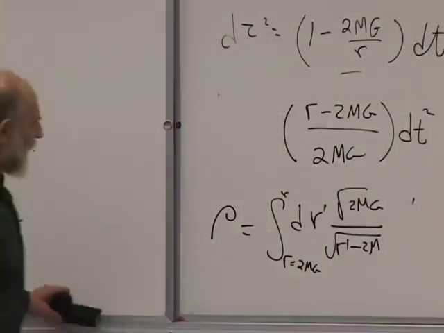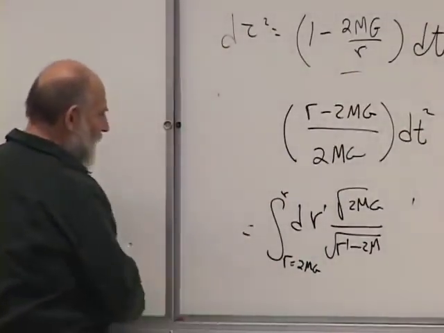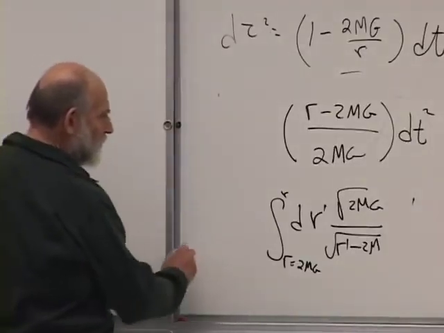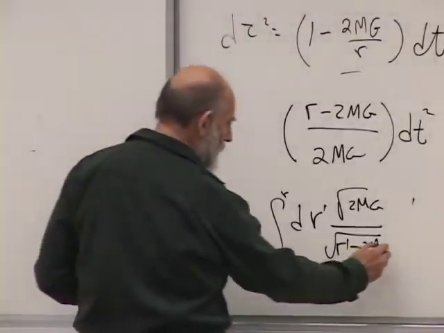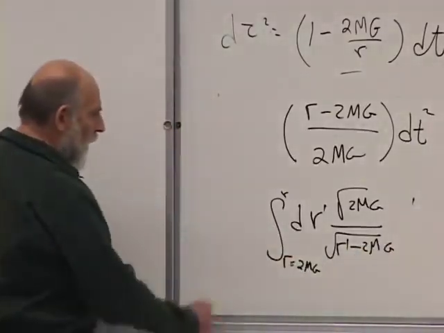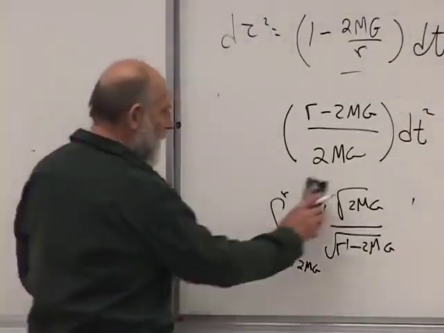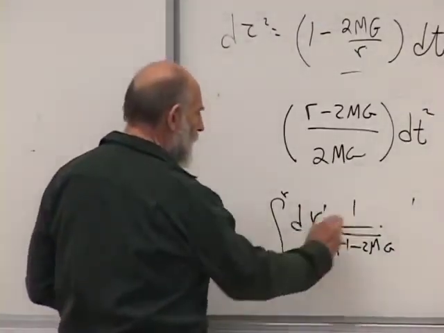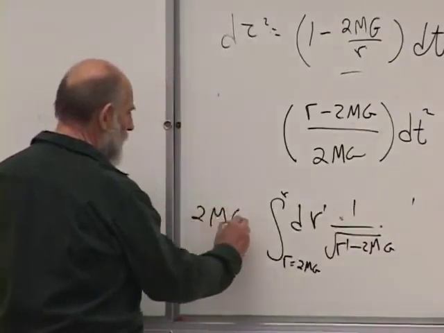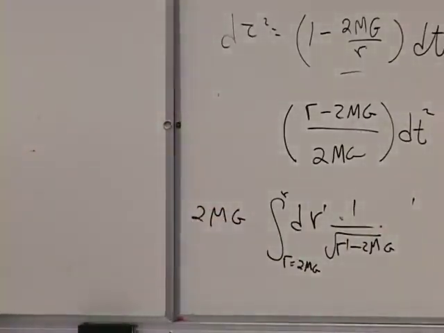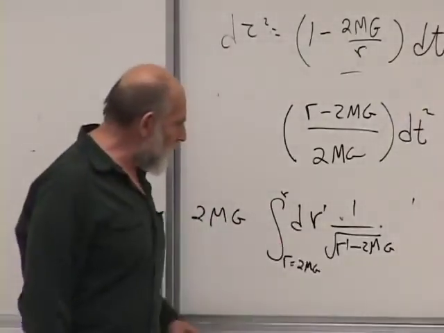Well, let's first of all just take the 2mg outside the integral. That's easy. That part is easy. Yes, there's a 2mg, of course. So we take out the 2mg in the numerator here, and we have an integral to do. It's a square root integral. It's a simple square root integral. It's 1 over square root of something.